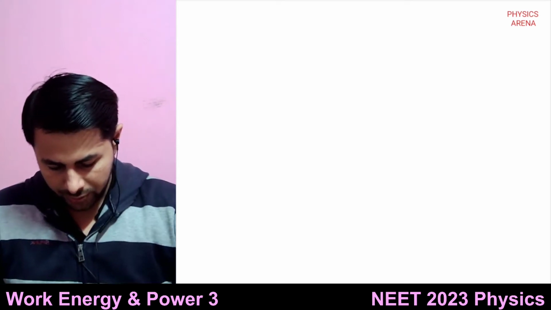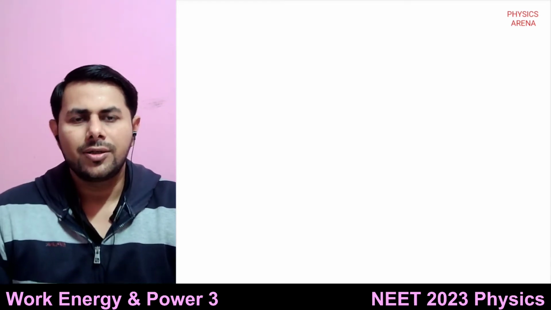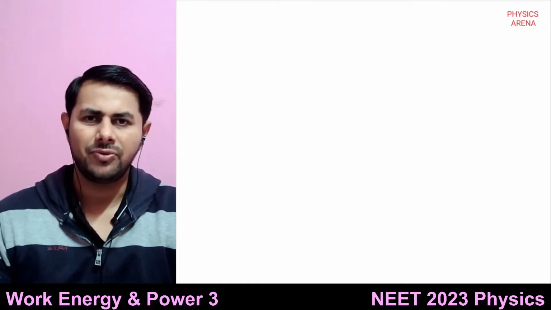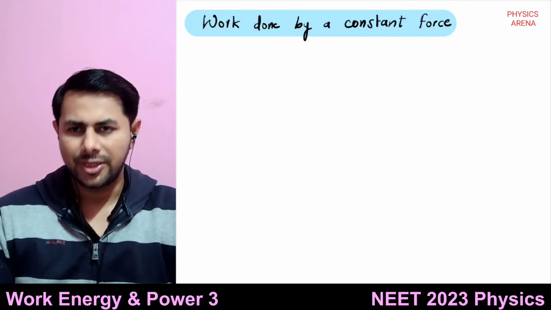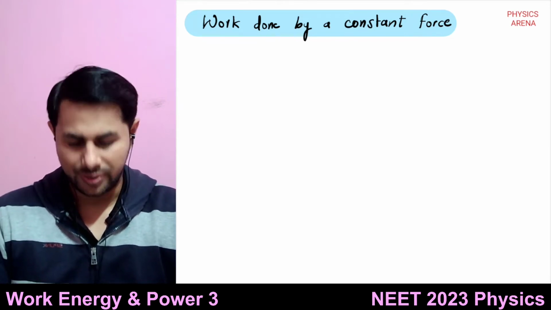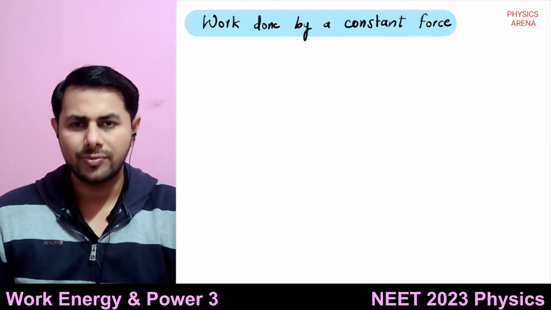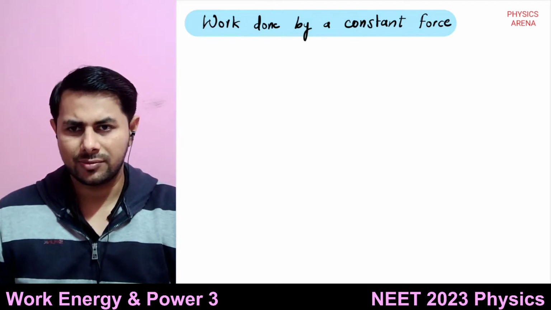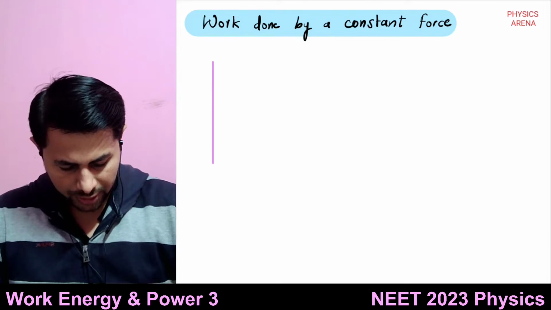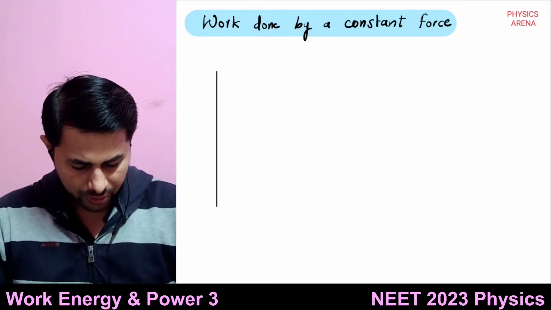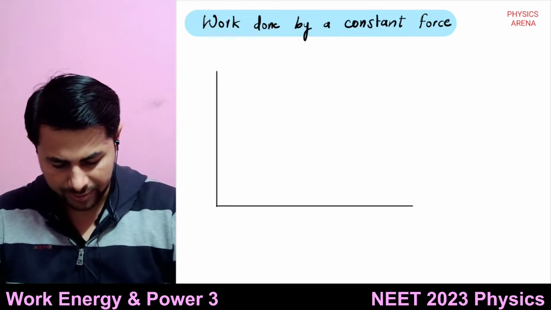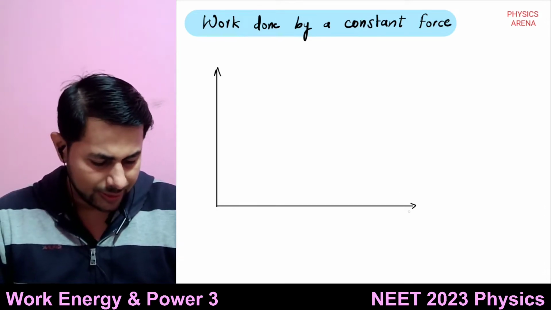Okay, so today we are going to talk about the work done by a constant force and a variable force. Let's suppose we have some constant force which displaces an object from some initial position, let's call it A, to some final position. If I want to draw a constant force versus displacement graph, how will it look?